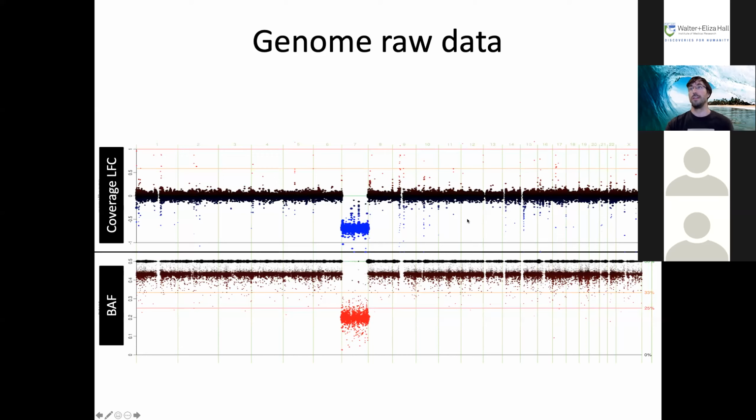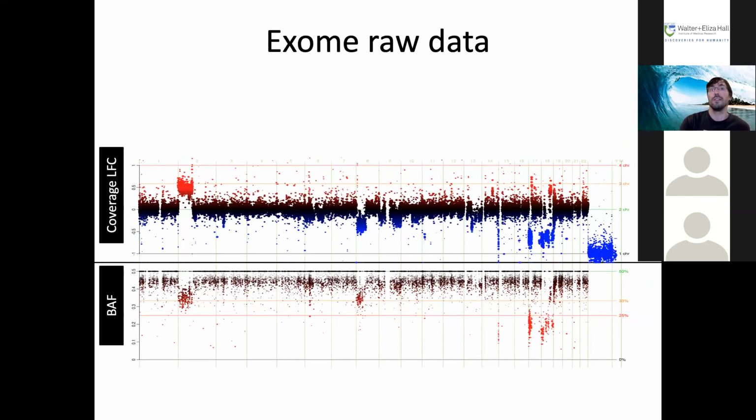Just looking at this data, it seems quite easy to write an algorithm that calls copy numbers from genome data. And there are plenty of algorithms that do that as well. Looking at exome, we see a little bit more variance, a little bit more spread out here, but there's still a decent signal to noise ratio. We see a gain here, loss here, see the signal in the B allele frequencies and so on. And there are lots and lots of methods that call copy numbers from exomes. I think we have a list of at least 30 or something like that.